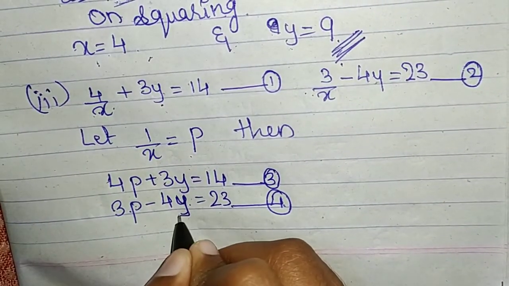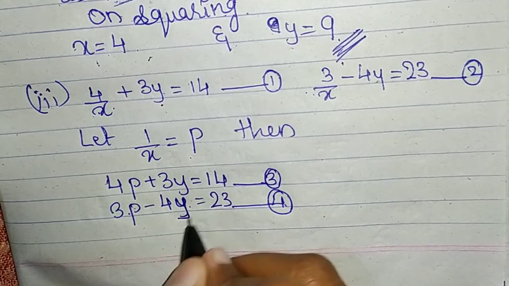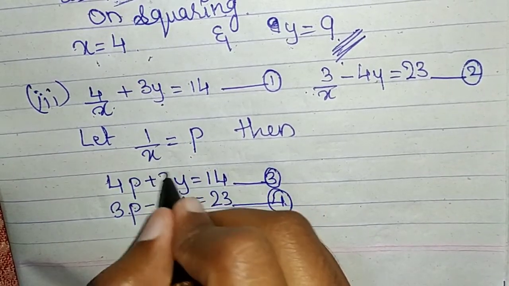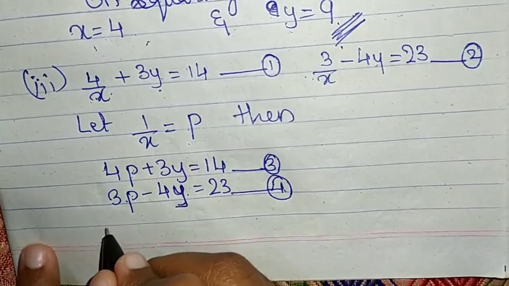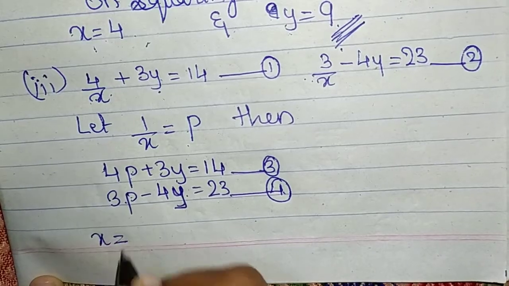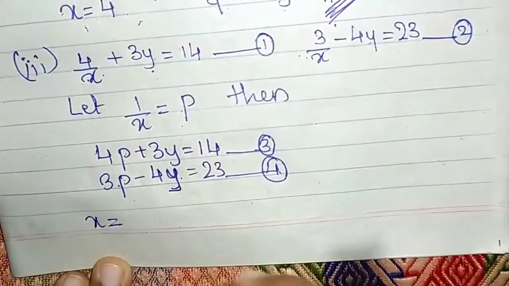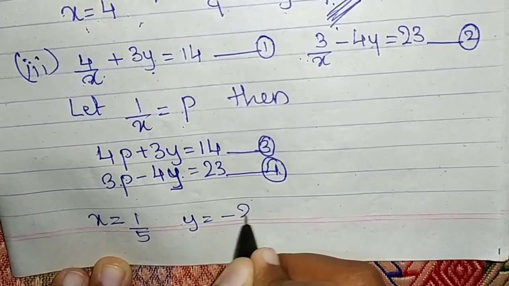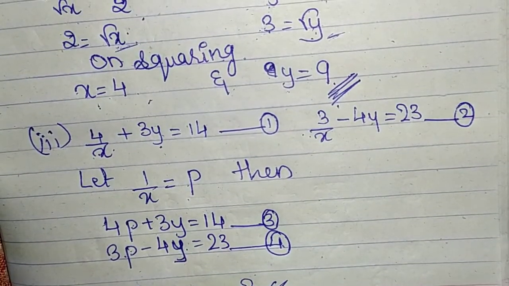You will get y easily. Just eliminate p and you will get the values of y. Then using this y, find p, and after finding p, put that in this expression where you can find the value of x. Pause the video and solve it right now. You should get x is equal to 1 by 5 and y is equal to minus 2. This should be your answer for the third one.